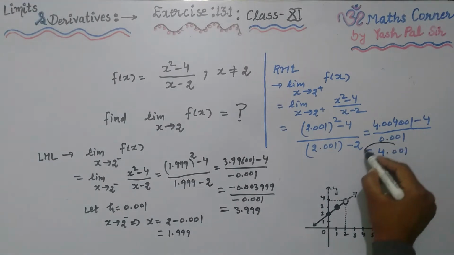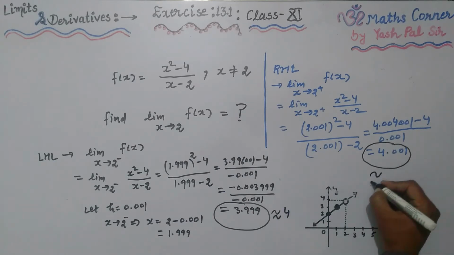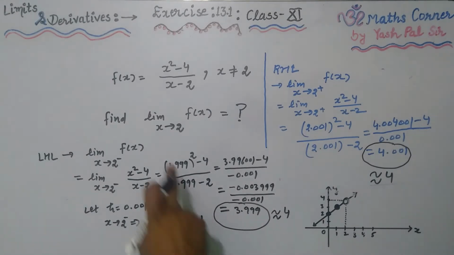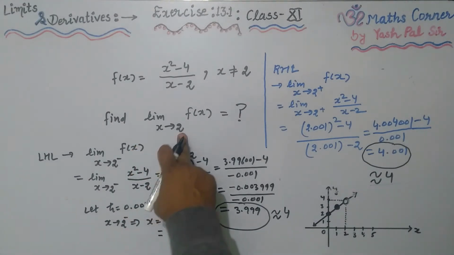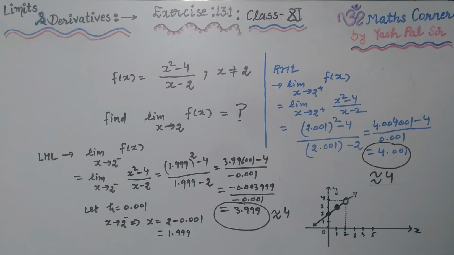This is our right handed limit and this was our left handed limit, 3.999. Approximately this is equal to 4. Here this is also approximately equal to 4, but x is not equal to 2. So this is the meaning of the limit. Meaning to say, we are not going to put exactly x equal to 2, just approximately we are reaching towards 2. Then the value we find of the given function, that value is called the limit.